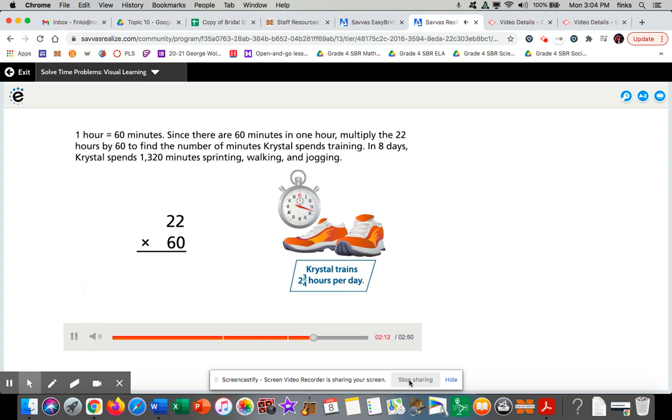Since there are 60 minutes in 1 hour, multiply the 22 hours by 60 to find the number of minutes Crystal spends training. In 8 days, Crystal spends 1,320 minutes sprinting, walking, and jogging.